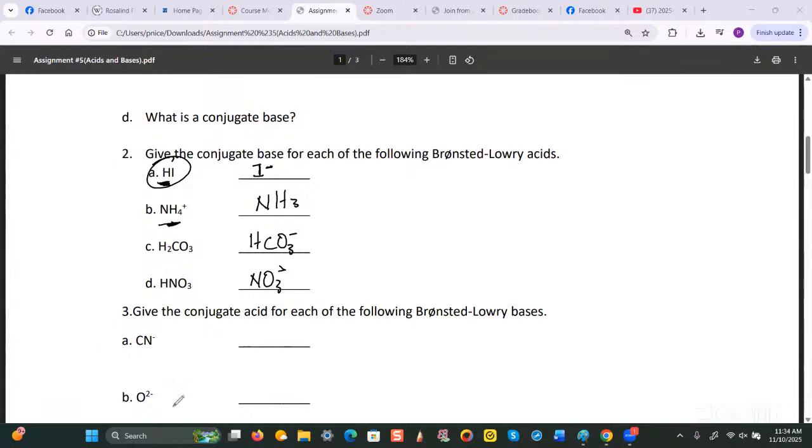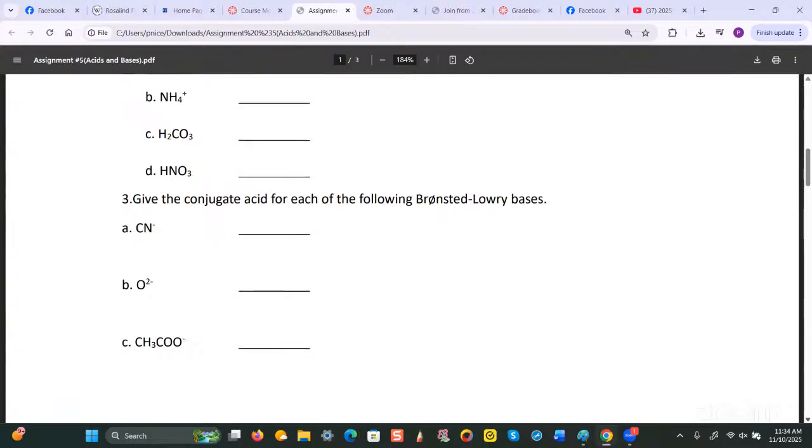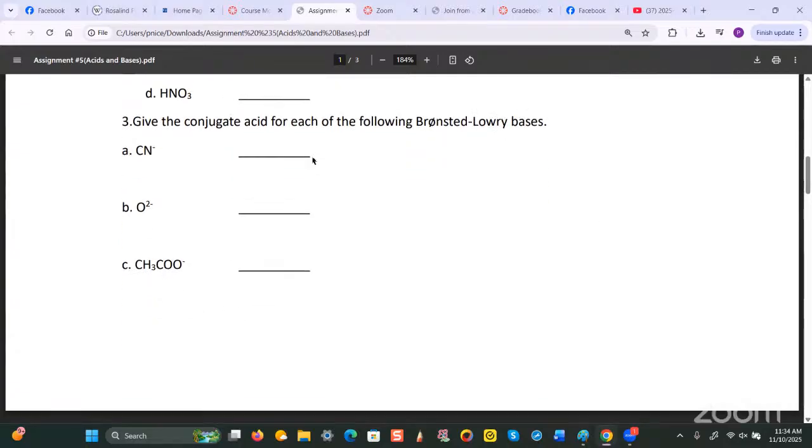So in number 3, it's the reverse or opposite or whatever term you want to use. Let me clear this first. Let's scroll down. Okay, so this is the reverse of what you just did, because in this case you're given a conjugate base and you're asked to determine the formula for the acid. So basically it's the opposite. You're adding H plus to each of these, and the question is, what's the resulting formula? In the case of the first one, CN minus, if you add H plus to this, what would be the formula resulting?